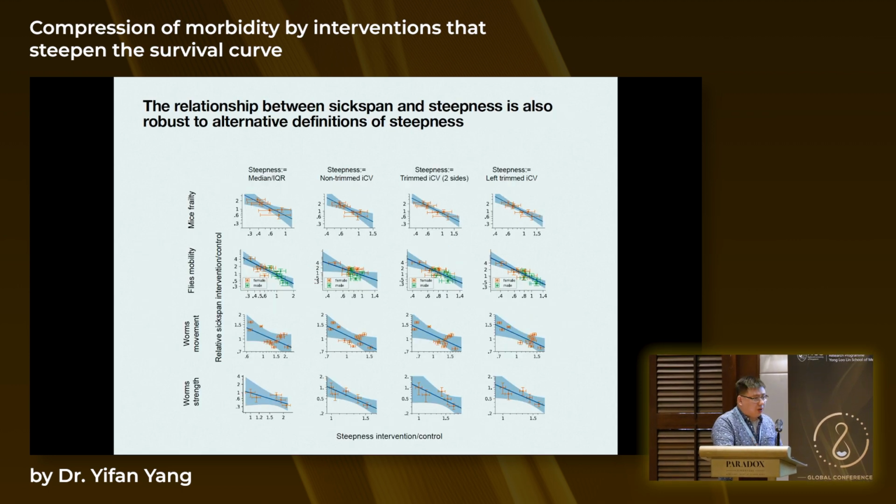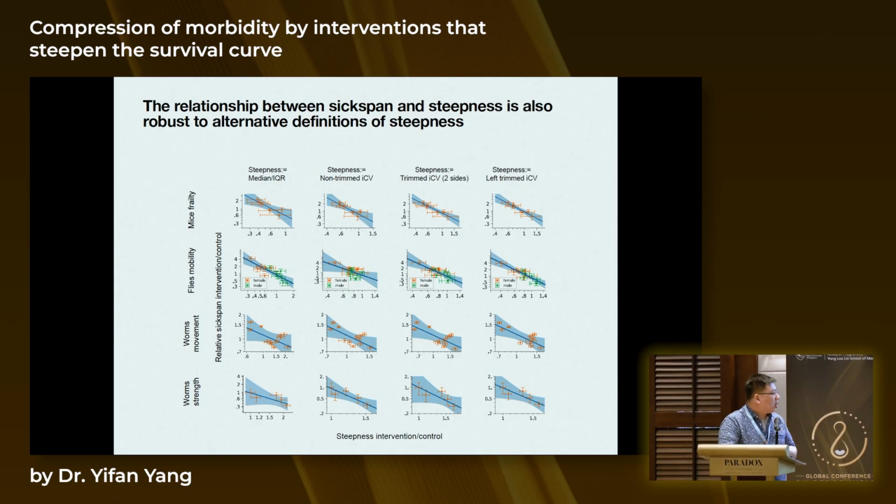We also vary the definition of steepness in our study. Steepness is just a dimensionless measure of the shape of the survival curve. So we're able to use different definitions of steepness by using not just the standard deviation and the mean, but also the quantiles as well. And in all the definitions we tested, this negative relation between steepness and healthspan is robust.